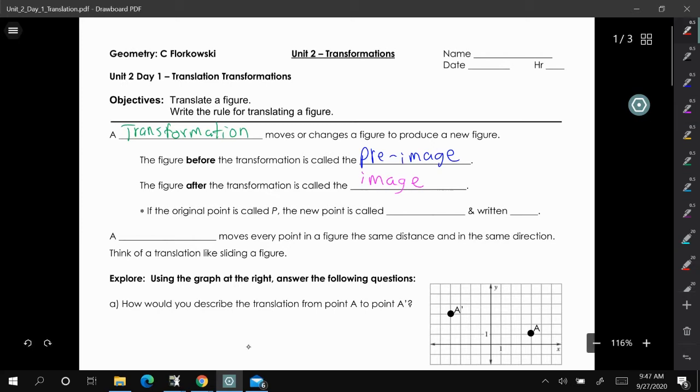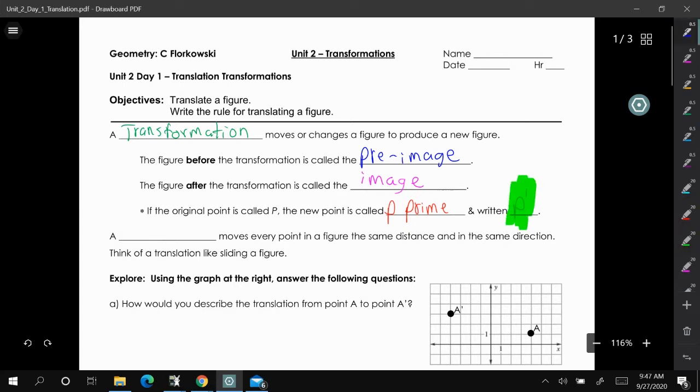Now, if the original point is called P, the new point is called P prime. That's how we say it, and we write it as P with this little mark up here for prime. So when we transform some of these figures, some of these points, to differentiate between the pre-image and the image, we have this prime notation here.